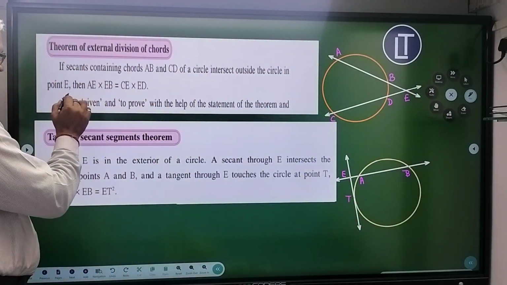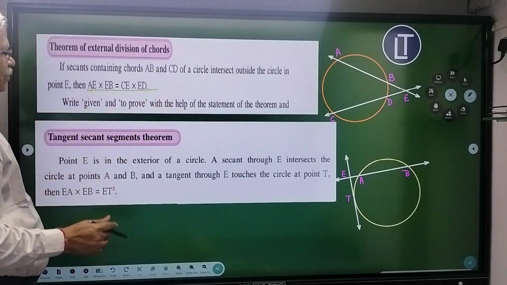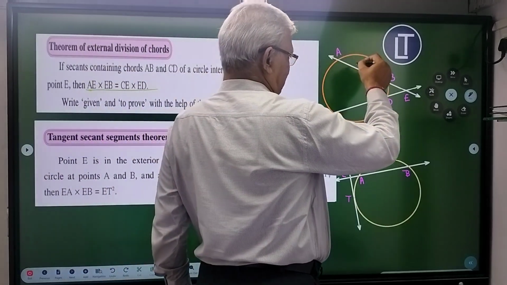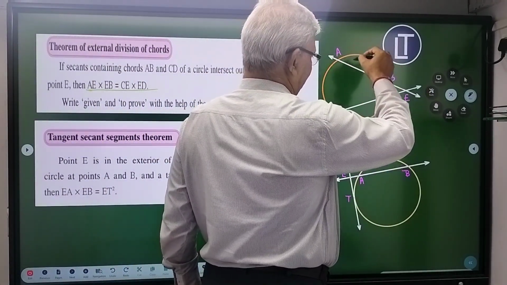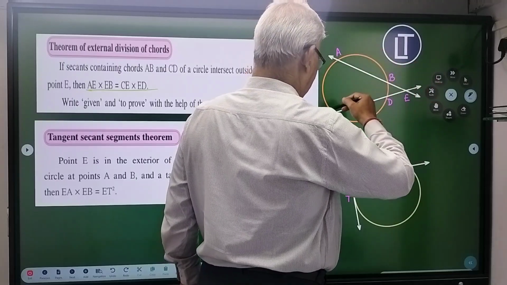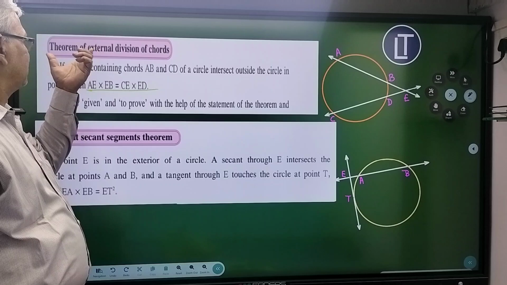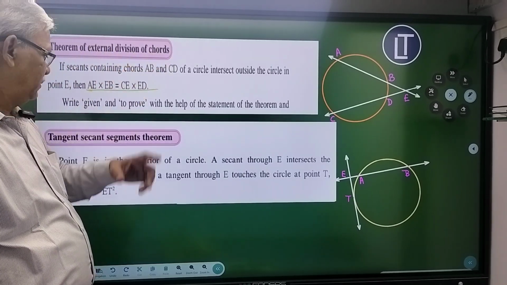Here that is given. And this is also used to find out this chord's length or the segment here, AE and CE. This is the external division of chord.